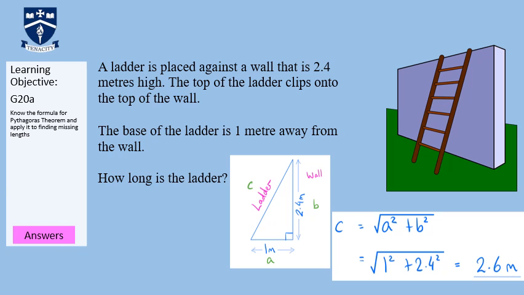And here are the answers. You can see I've done a little handy sketch to make it easier to understand and label my side lengths. And I can see that the ladder is 2.6 meters. I've chosen to round it to 1 decimal place because the value that I was given in the question was given to 1 decimal place too.